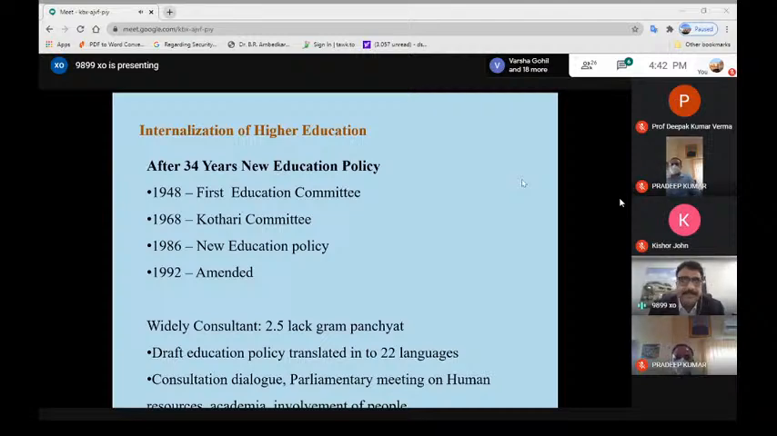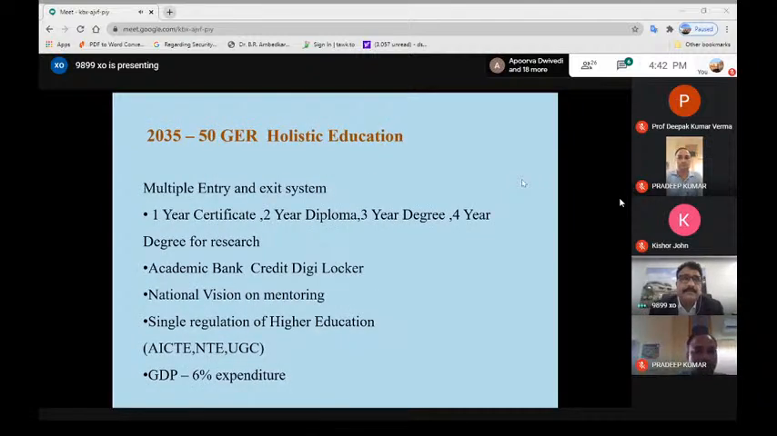This new education policy was widely consulted: 2.5 lakh gram panchayats, the draft education policy translated into 22 languages, consultation, dialogue, parliamentary meetings, the human resources ministry, as well as academia and the involvement of people. I will not deal with that. I'll just focus on the holistic approach to higher education. My point is that there are issues, challenges as well as opportunities.